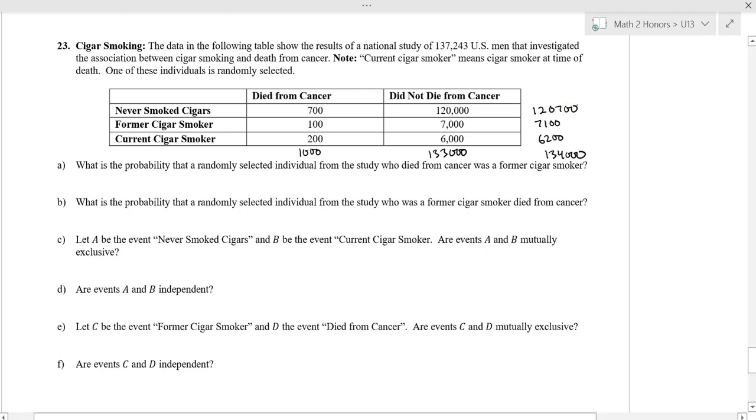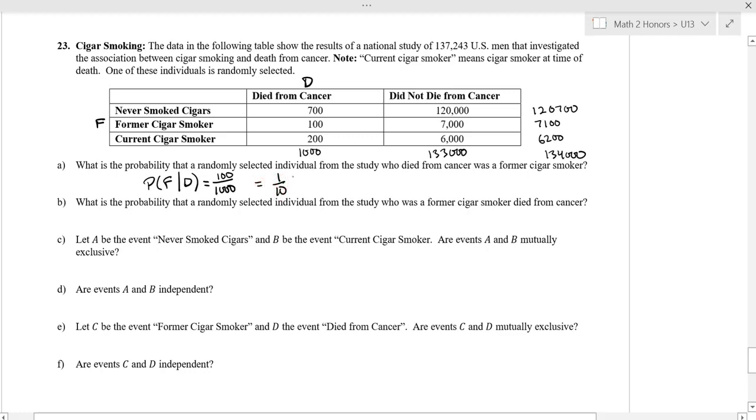Alright, A says, what's the probability that a randomly selected individual who died from cancer was a former cigar smoker? So what's the probability you have a former, okay, that's F there, former cigar smoker given they died from cancer. Out of those that died from cancer, there's 1,000. So out of those 1,000, 100 were former smokers. So you get 1 out of 10.